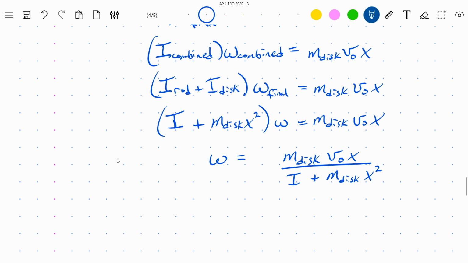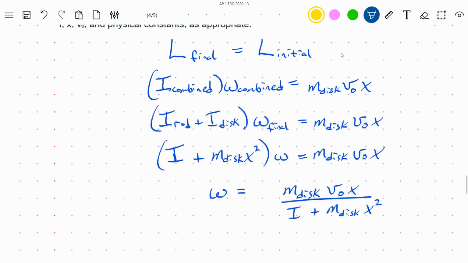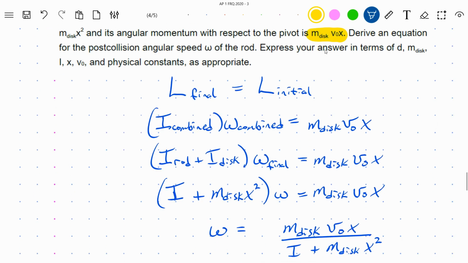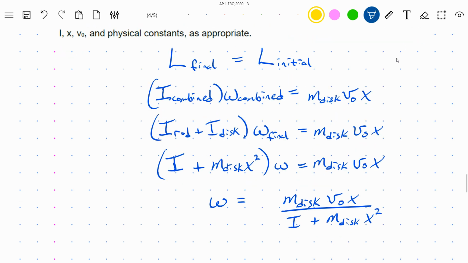And that should do it. That's exactly what they wanted me to find. In fact, let's verify that by checking that I don't have anything in here that wasn't explicitly allowed for me for the sake of this question. They wanted me to express my answer for omega in terms of, and just saying in terms of does not mean that I necessarily have to have every one of these letters in it. It just means that I can't have anything that's not in this list.